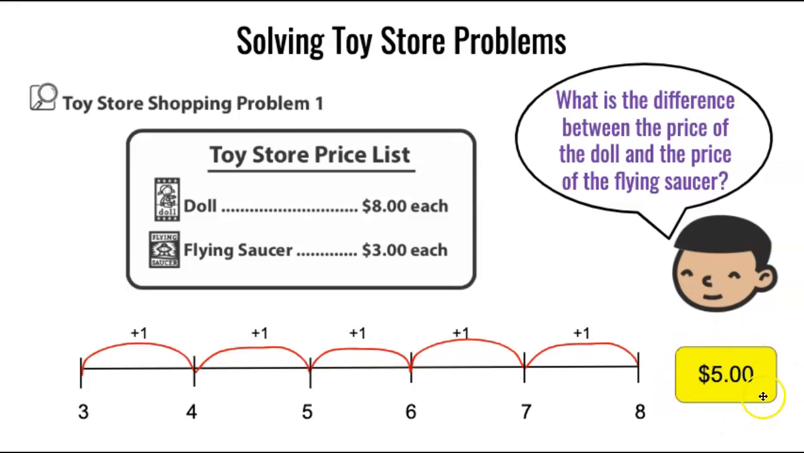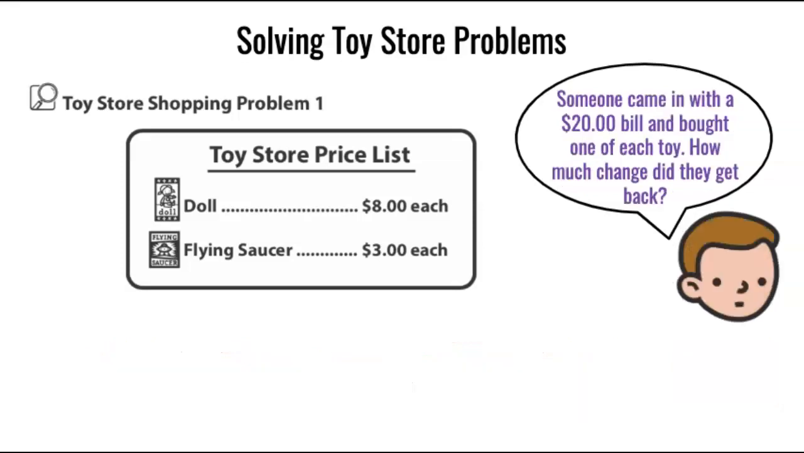to show $5. So far we have 2 good questions, but we were able to solve them both pretty quickly. Could you think of a more challenging question? What if we added a new piece of information? We could say that someone came into the store with a $20 bill and bought one of each toy. How much change did he get back?